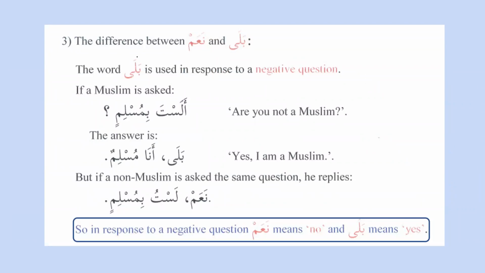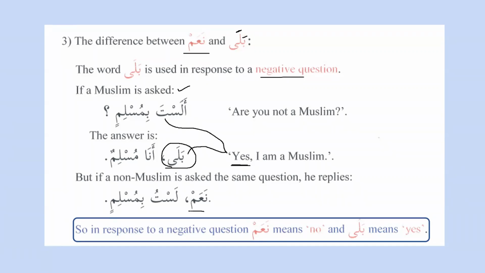Now, the difference between na'am and bala. We have learned that bala is used for a question that is a negative question, and na'am is used for a question that is a regular question. However, the word bala is used in response to a negative question. If a Muslim is asked, Alasta bi Muslimin, aren't you a Muslim? The answer will be Bala, ana Muslimun. Yes, I'm a Muslim. So here we are using Bala, and it gives the meaning of yes, and the question is negative.